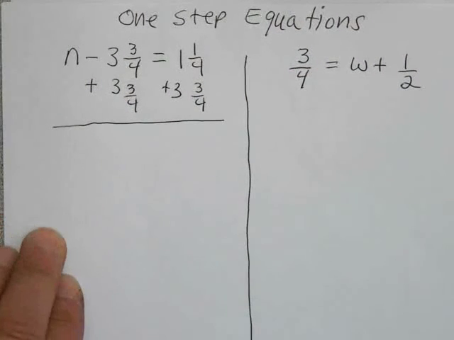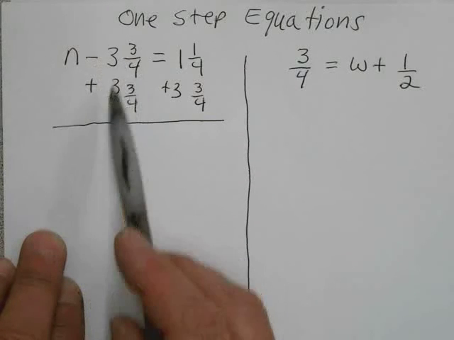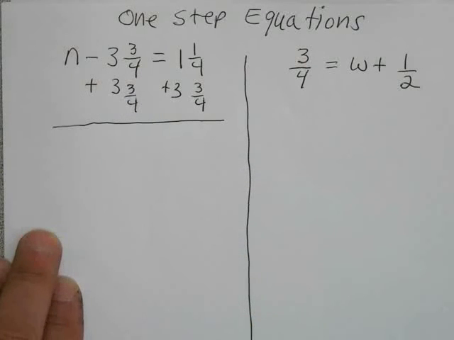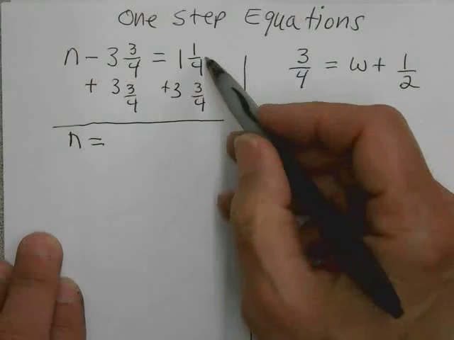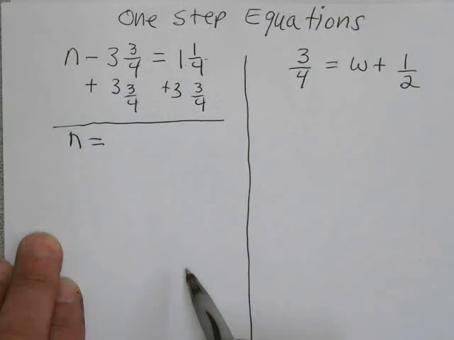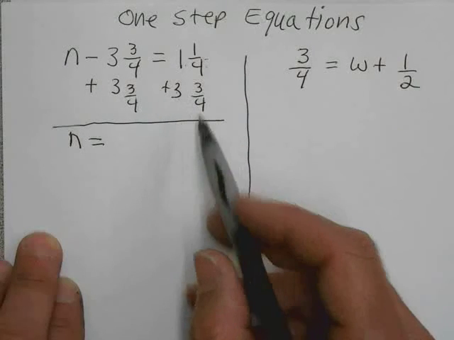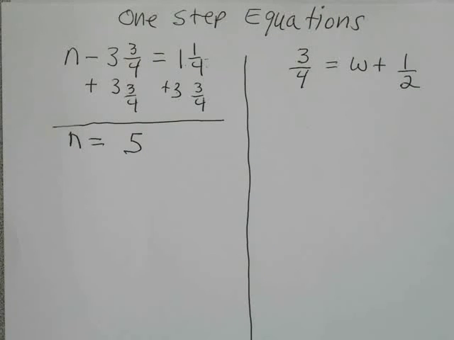Well, if you think of it this way, once again, this symbol means a negative 3 3/4, and this is a positive 3 3/4, they essentially cancel each other out. You'd be back to 0. And then, of course, you would have n alone on this side. On this side, we have 1 1/4 plus 3 3/4. 1 plus 3 would be 4. 1/4 plus 3/4 would give us a whole. 4 wholes plus the other whole would give us a total of 5. Therefore, n equals 5.